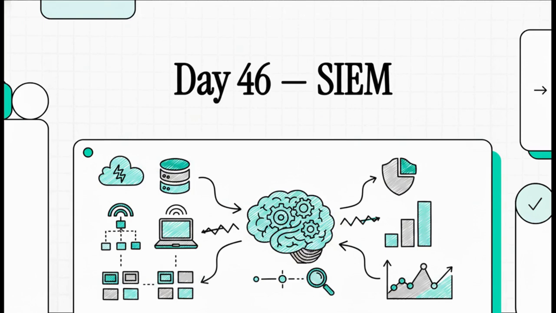We have officially reached day 46 of our journey together, and we are tackling a truly massive concept today, SIEM. That stands for Security Information and Event Management. Now, if you've been following along, you already know how absolutely crucial it is to keep our digital environment secure and organized, right? But how do we actually make sense of all the raw data just flying around a network? Well, that's exactly what SIEM does. It's essentially the central nervous system of modern cybersecurity, and today we're going to break down exactly how it works.